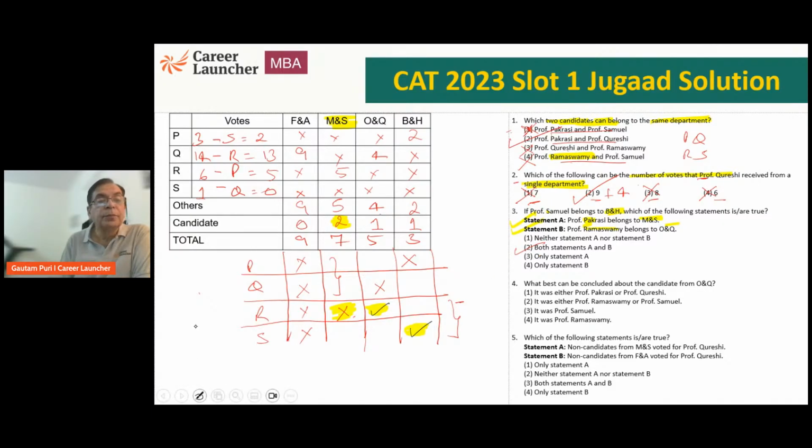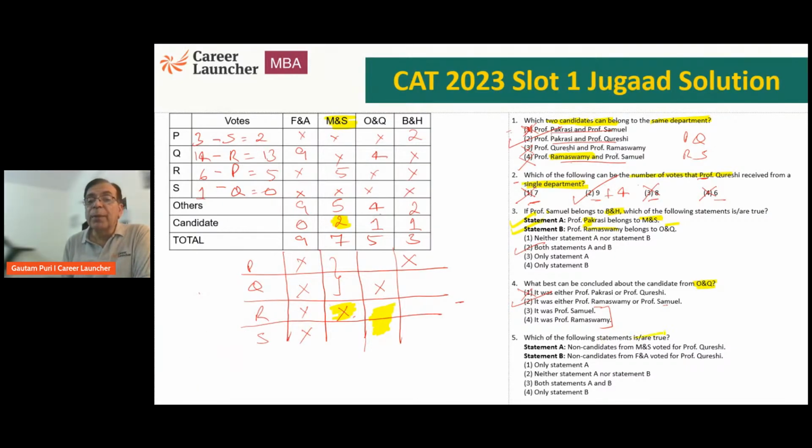Question 4. What can be best concluded about the candidates from OQ? Candidates from OQ will be either of one of these two. Can we be sure who? No, we don't know. So it can either be R or S. P and Q are ruled out, as P and Q have to be from MS. It is either R or S. Choices C and 4 are wrong because they are incomplete. We don't know who.